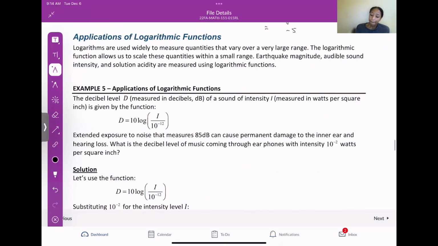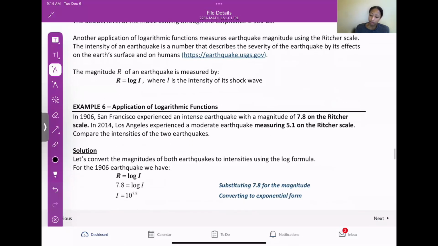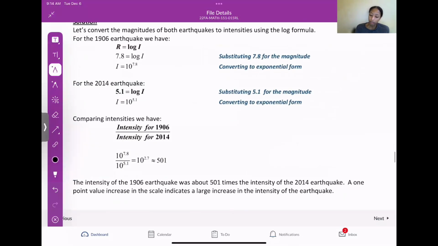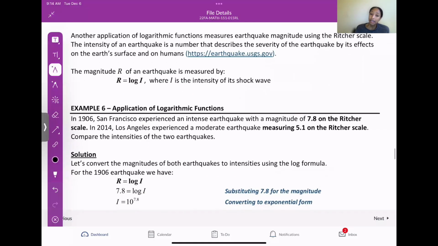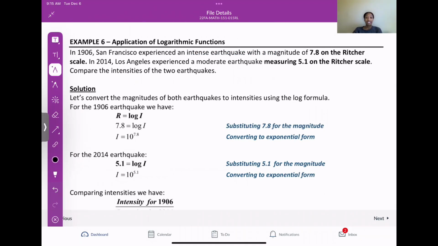Last one, some applications of logarithmic functions. I'm just going to jump straight down to this one, this is a good one. One fun one that you'll see on a couple of the examples is how we measure things on the Richter scale. Every time there's an earthquake, we say, oh, it's a 6.5 or 1.2 or 3.9 on the Richter scale. San Francisco experienced an intense earthquake with a magnitude of 7.8 on the Richter scale.